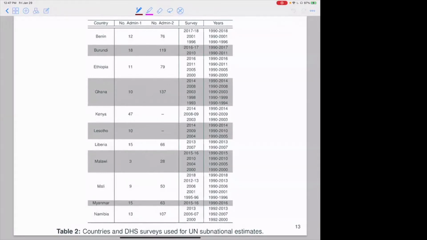So these are the 22 countries we considered. The UN in general are quite conservative, and we're following them in that we're only analysing the countries that we feel we can do a good job with the methods we currently have available. In Benin, for example, there were three DHS surveys carried out in the relevant period. There are 12 admin 1 areas and 76 admin 2. You'll notice that we don't always analyse the admin 2 areas.